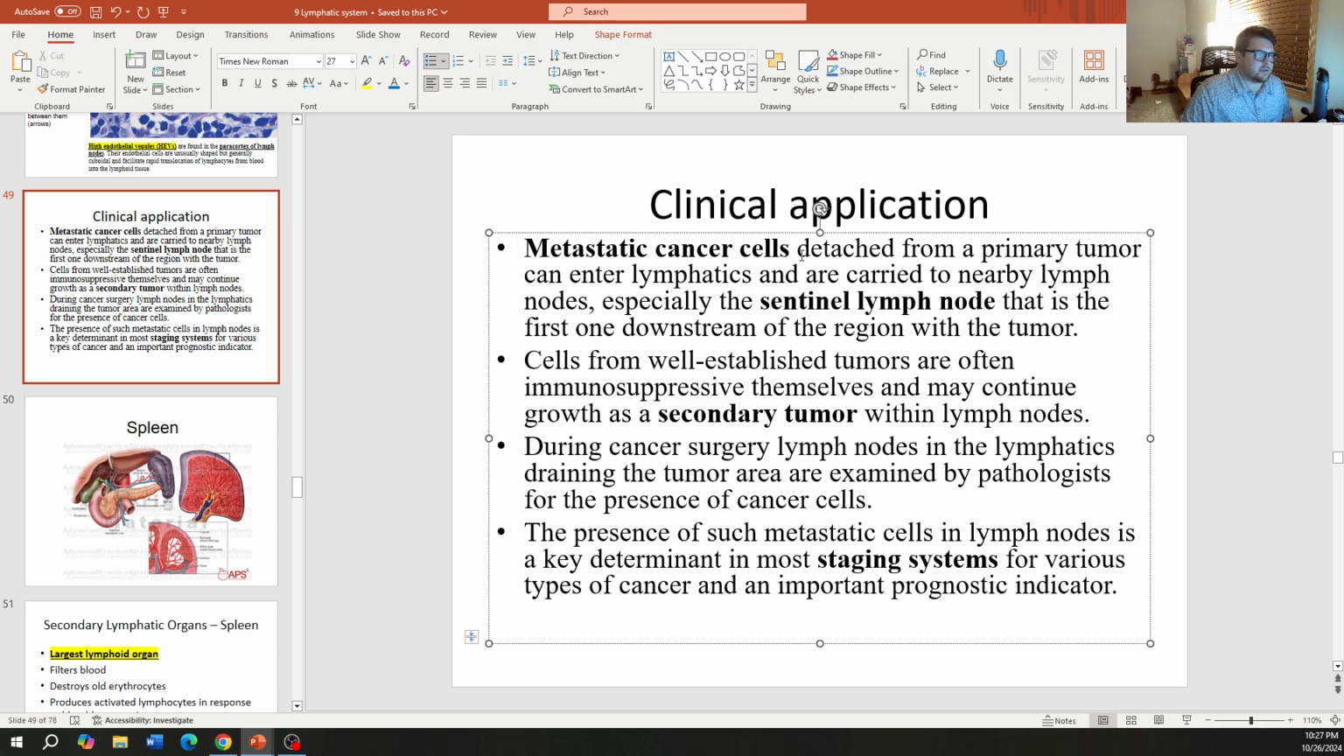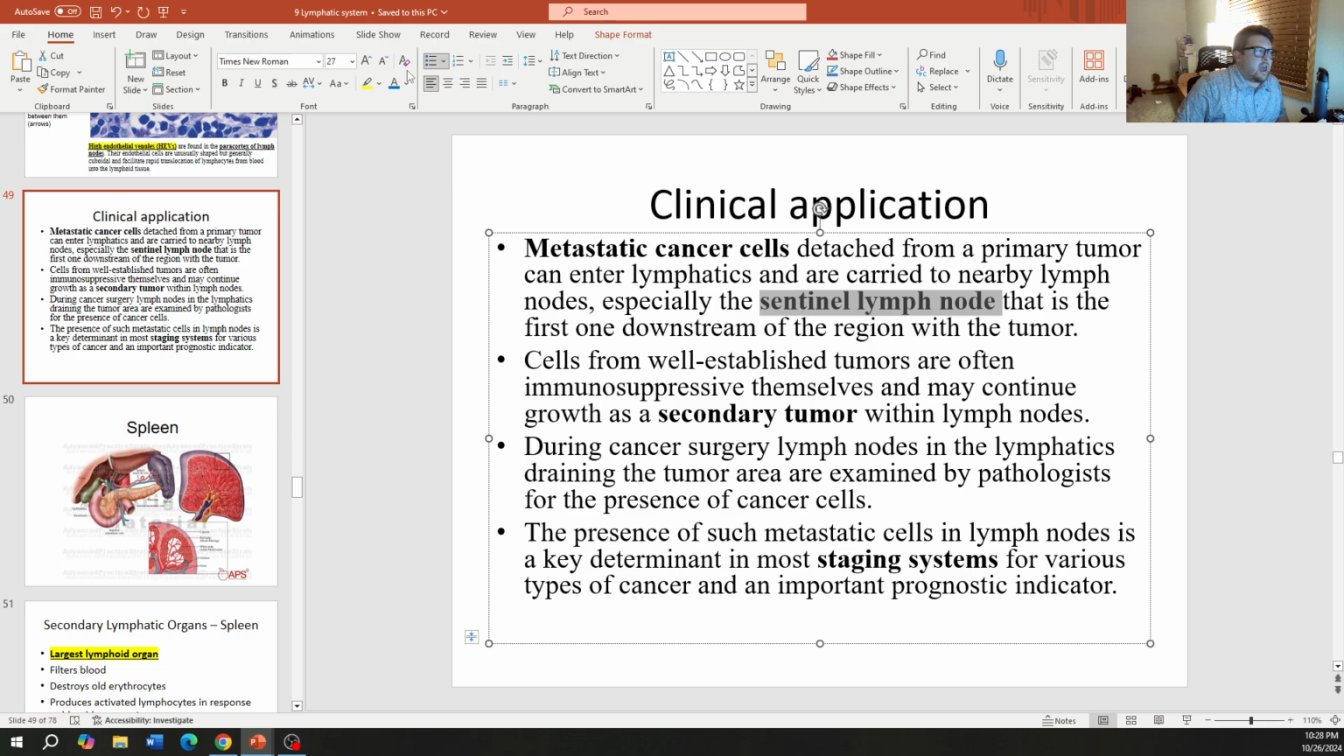Metastatic cancer cells that detach from a primary tumor can enter the lymphatics and are carried to nearby lymph nodes, especially what's known as the sentinel lymph node. Sentinel lymph node is just saying that it's the first lymph node that's downstream from the tumor. So if you take somebody who has breast cancer, they have a tumor in their mammary tissue, most often the first lymph nodes are going to be the axillary lymph nodes, because they're right there.